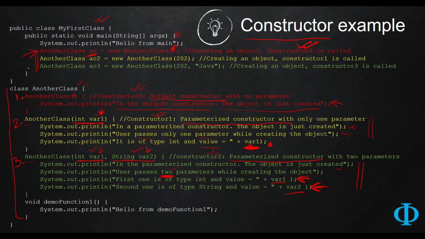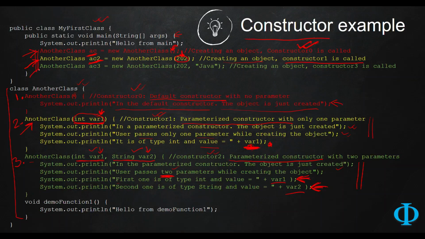In the second example, when I am creating another class AC2 object, I am passing one integer parameter which is 202. Here also it is creating an object, but this time constructor 1 will be called, which is this one, because it is expecting one integer over here, and while creating the object, the user is passing the value 202 in here. So that's what happens when you create AC2.